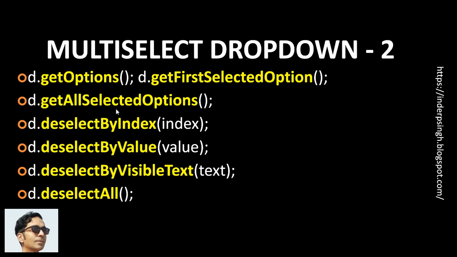This is obvious. Now opposite of selectByIndex, selectByValue and selectByVisibleText, we have the dropdown.deselect methods. So dropdown.deselectByIndex basically deselects a particular option using the index, and similarly deselectByValue deselects an option with the value, and deselectByVisibleText deselects a selected option with the text. There is also a deselectAll method that deselects all the selected options.